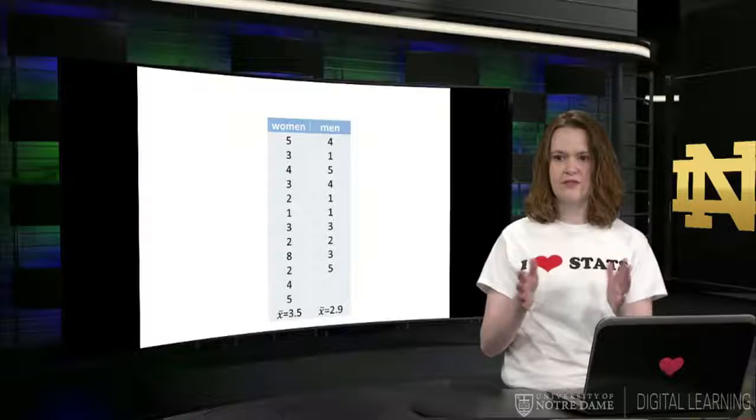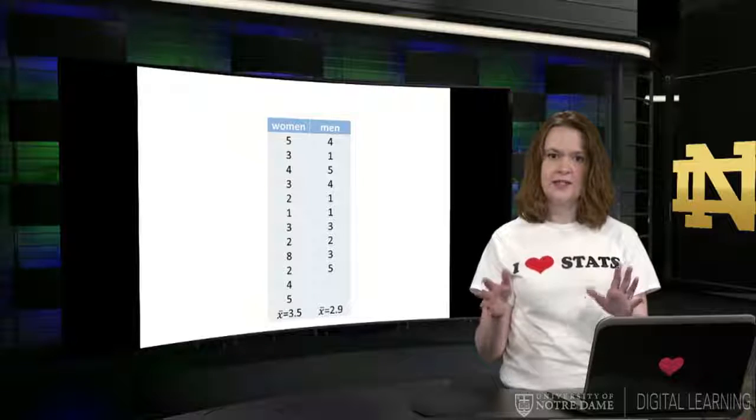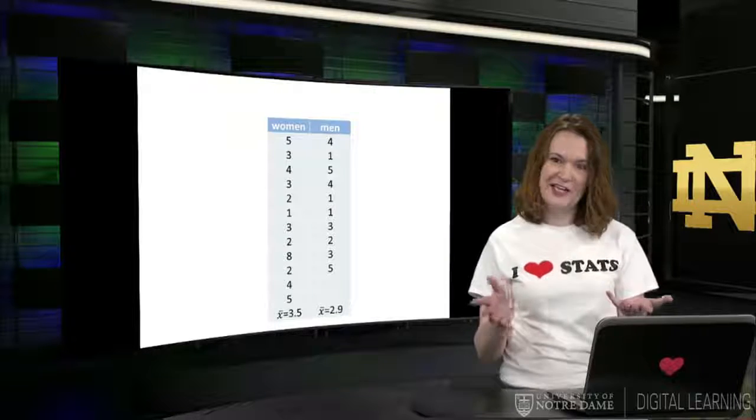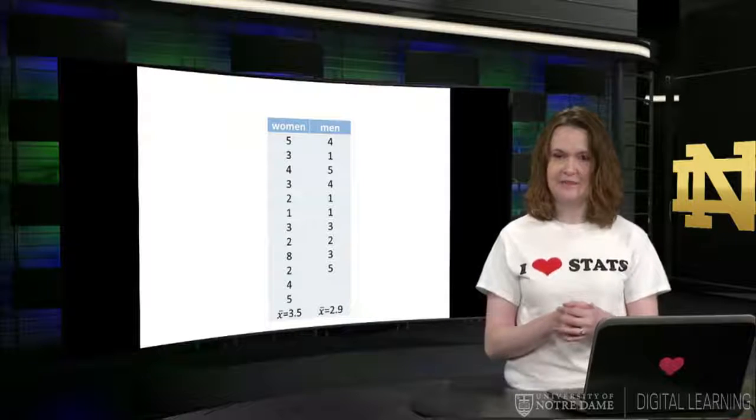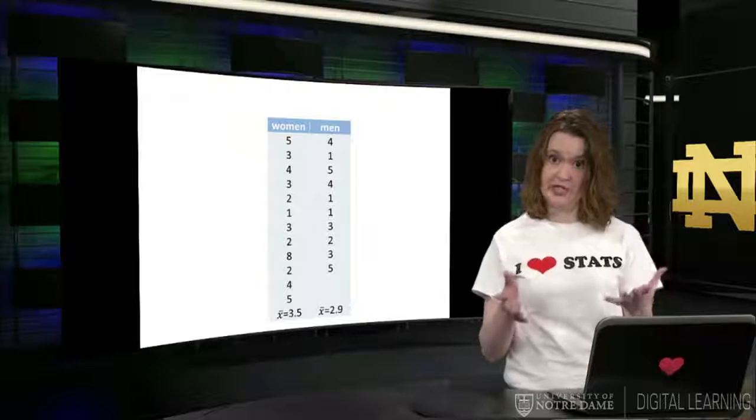But this difference of 3.5 minus 2.9, it's just about a half of a hair product, if you want to think about it that way. Is that significant? That's what we're about to find out. And so we need to figure out which test to use.